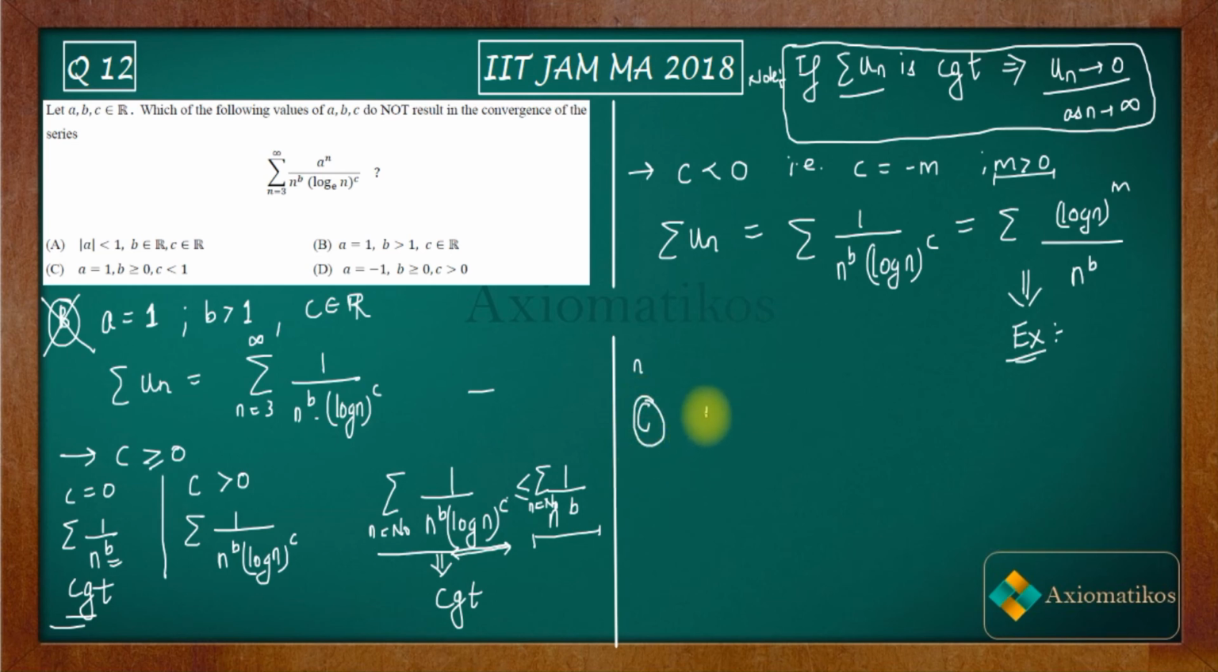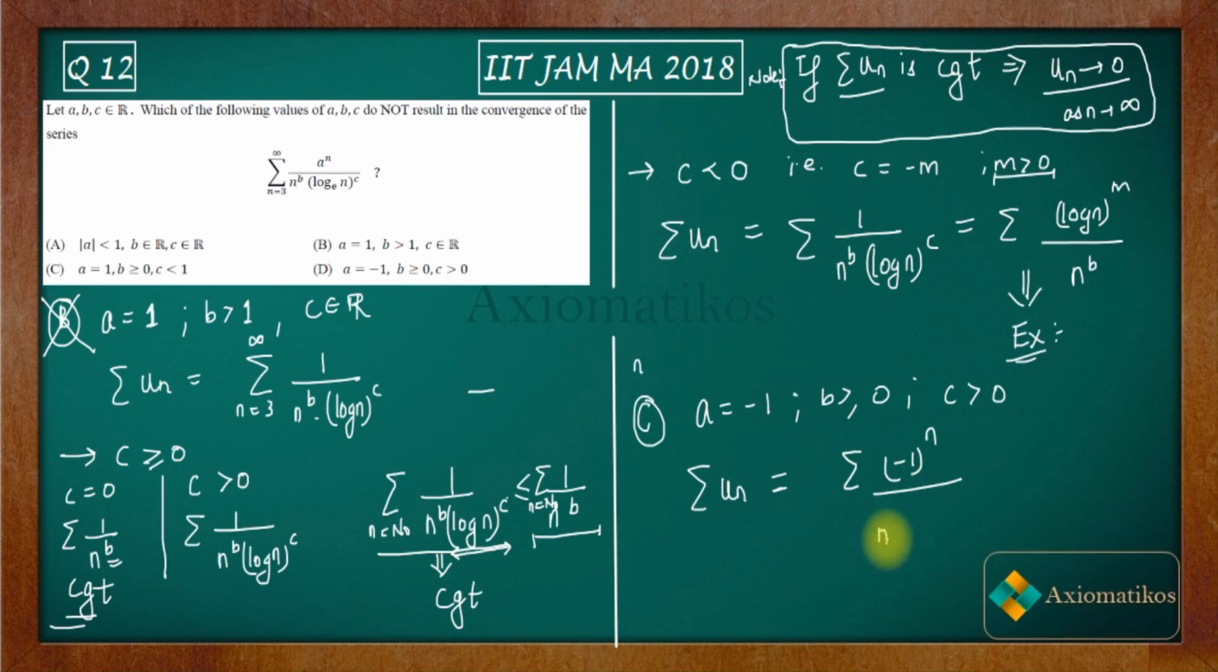According to the C option, if you place a = minus 1, b greater than 0 and c greater than 0, then your series will be convergent. All right, so you have summation a to the power n. Since a is minus 1, I should write summation (minus 1) to the power n by n to the power b (log n) to the power c.